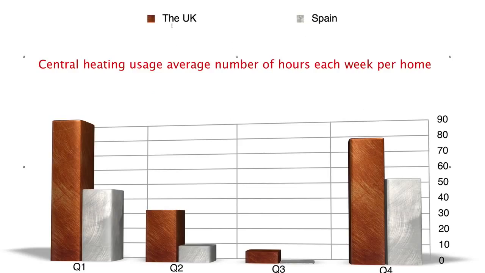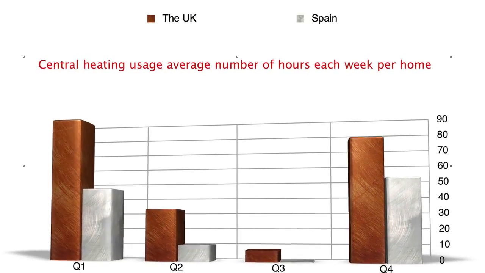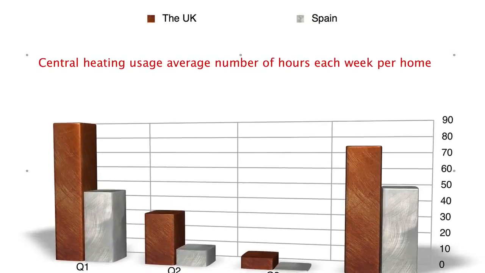So in this graph we've got a comparison of the UK and Spain, and what are we looking at? Central heating usage, the average number of hours each week per home. How much were people using the heating on average in each house in the respective countries? This is a bar graph. Let's take a quick look at it.